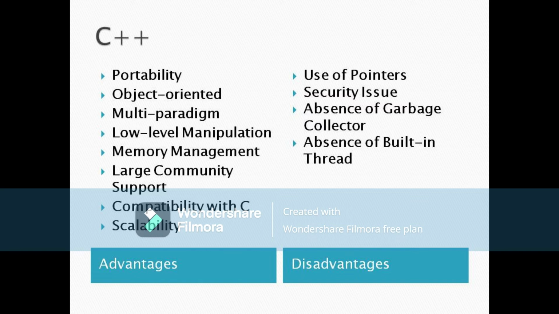Then next disadvantage we have is absence of built-in thread. So C++ does not support any built-in threads. Threads is a relatively new concept in C++ which wasn't initially there, right? So now C++ is capable of supporting lambda functions.